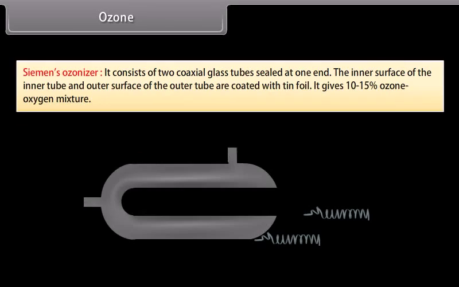Siemens ozonizer. It consists of two coaxial glass tubes sealed at one end. The inner surface of the inner tube and outer surface of the outer tube are coated with tin foil. It gives a 10 to 15% ozone-oxygen mixture.